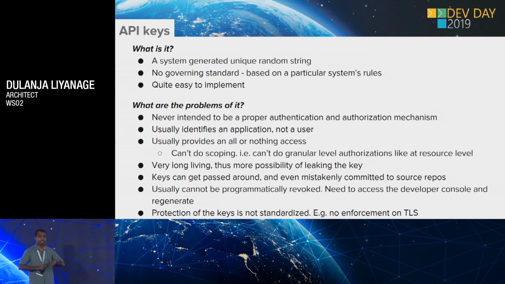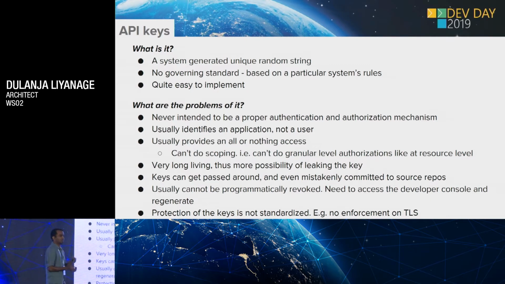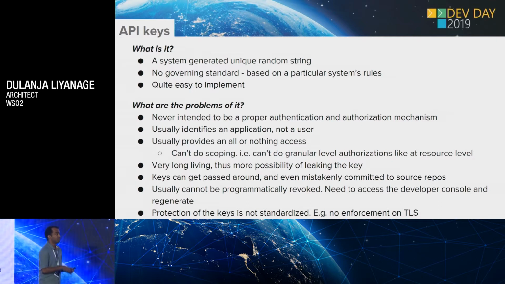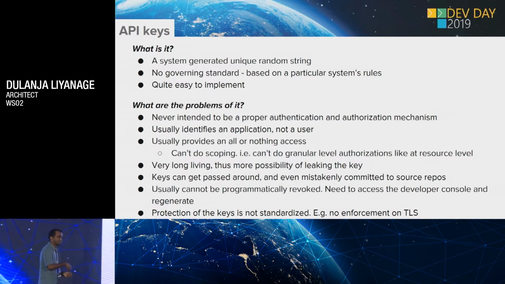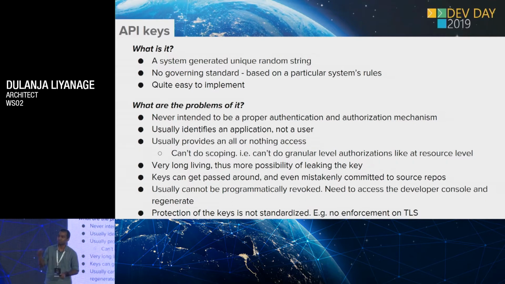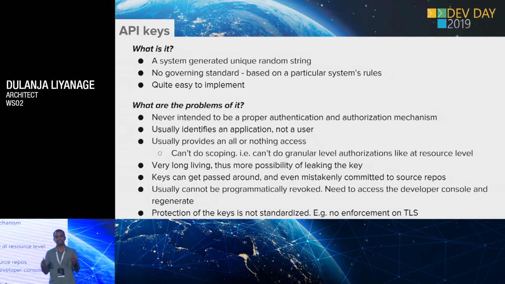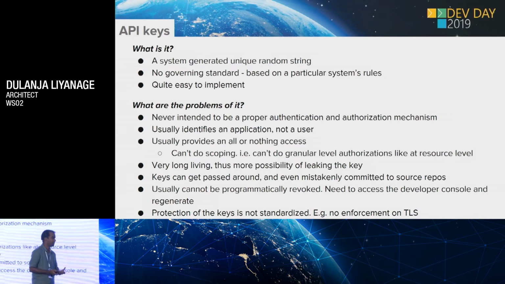And again, those are very long living, so there's more probability of leaking them. And keys can get passed around. One developer says, hey, what's the key to this service? Here you go, and you call. So the keys are all over the place, the same key gets replicated. And sometimes people push these to source repos. It has happened. There are tools to monitor source repos to see whether there are any keys getting leaked. And usually those can't be programmatically revoked. The developer has to go to a developer console and change the key. The app can't do that by itself.